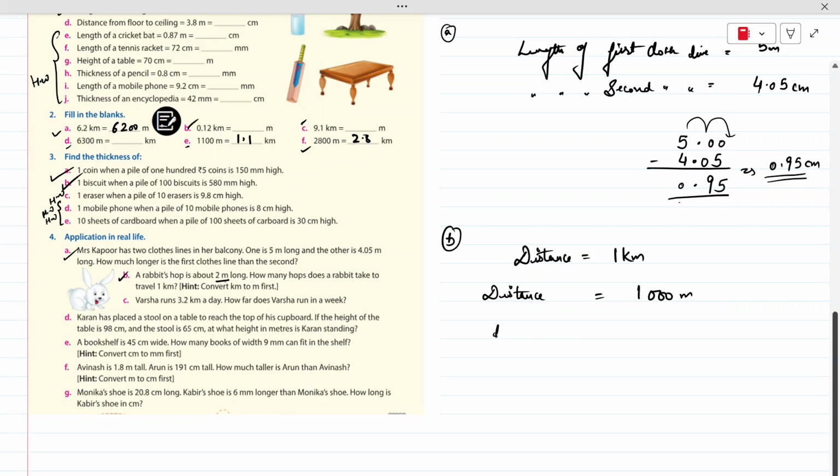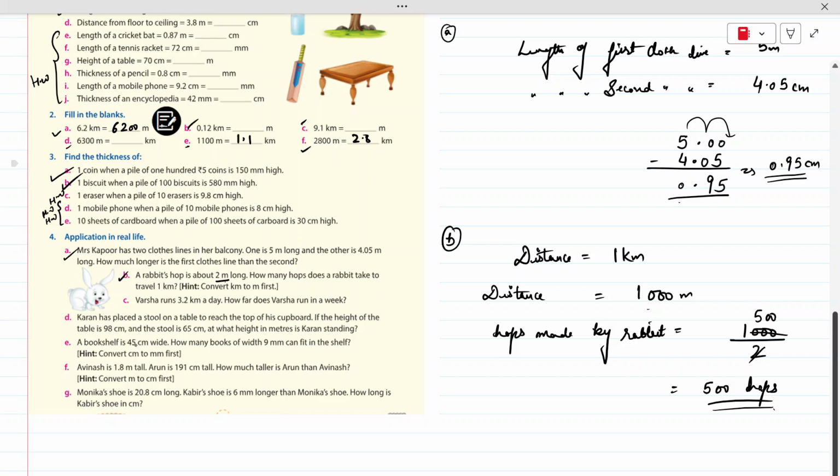So now, the hops made by the rabbit is the total distance divided by the distance it takes in one hop. So this is 1000 divided by 2. This is 500. So that means the rabbit will make 500 hops to complete a distance of 1 kilometer or 1000 meters.